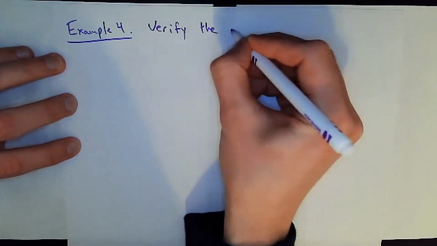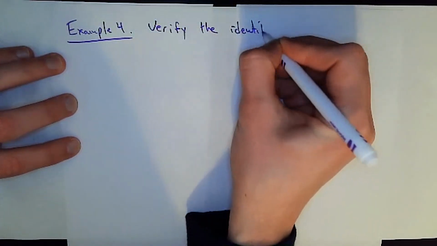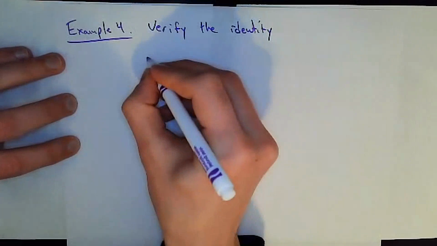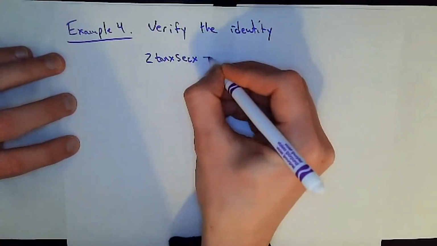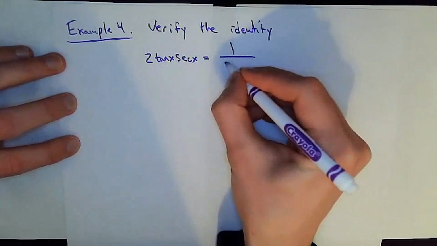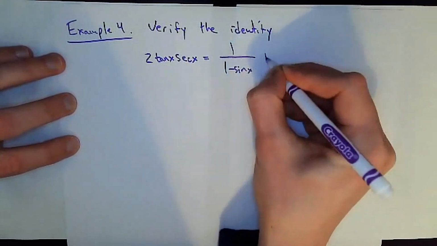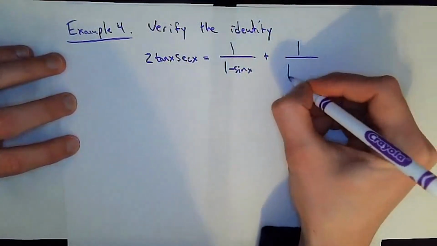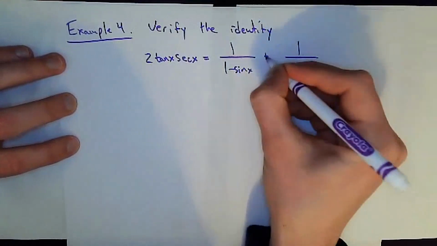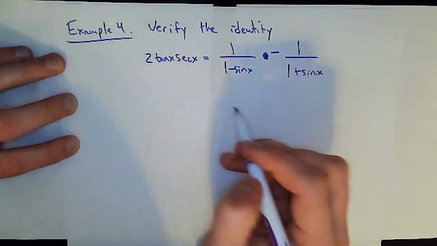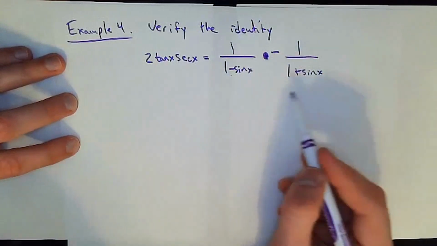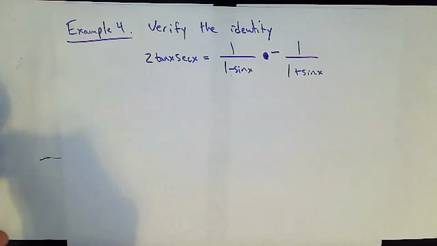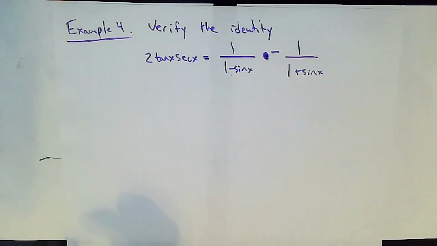Verify the identity. Now this one is going to look a little bit different. Let's say 2 tangent x secant x equals 1 over 1 minus sine x minus 1 over 1 plus sine x. Wait, hang on, that's minus in the middle. All right.